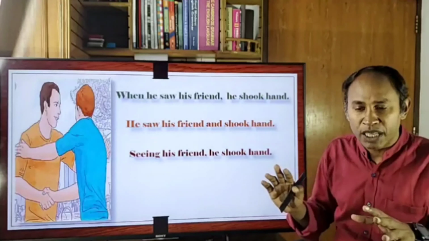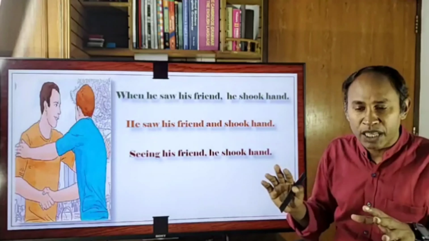যখন সে তার বন্ধুকে দেখেছিল, তখন সে হ্যান্ডশেক করেছিল. He saw his friend and shook hand. সে তার বন্ধুকে দেখলো এবং হ্যান্ডশেক করলো. Seeing his friend, he shook hand. তার বন্ধুকে দেখে সে হ্যান্ডশেক করলো. দেখো যে meaning is same. Or meaning is absolutely same.